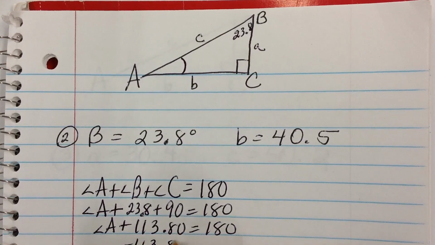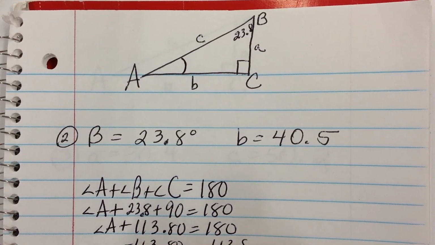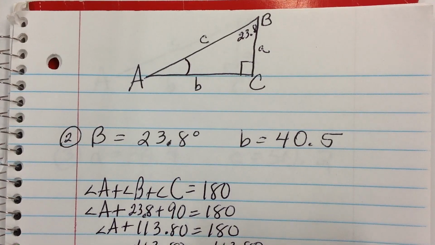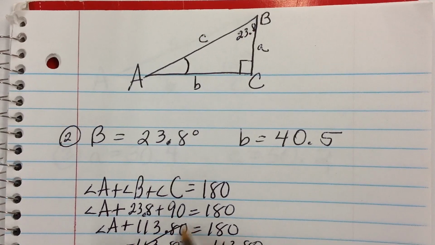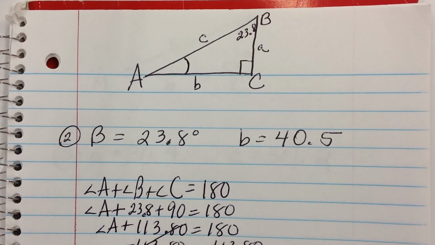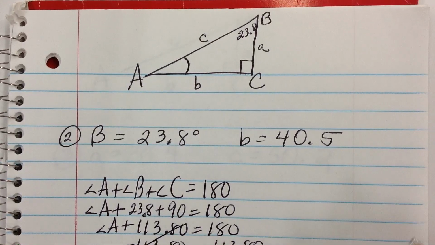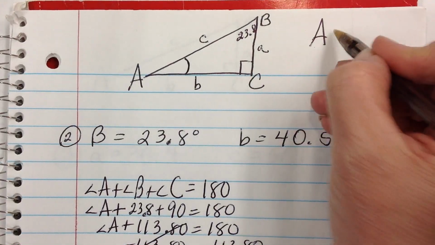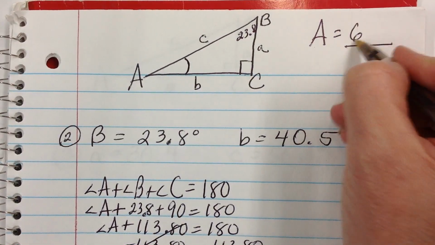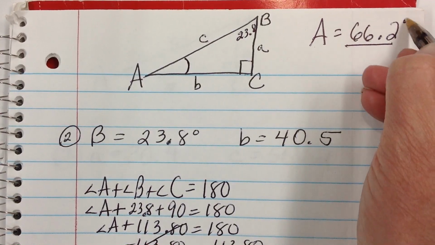So angle A plus 113.80 equals 180. Subtract 113.80 from both sides. So 180 minus 113.80 gives you 66.2 degrees. So we found angle A to be 66.2 degrees.